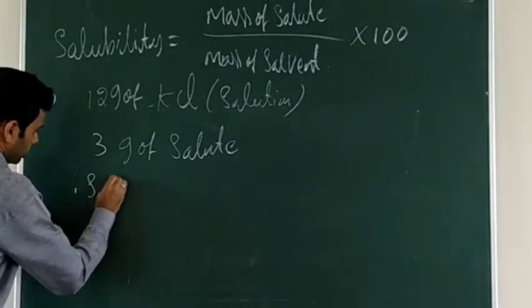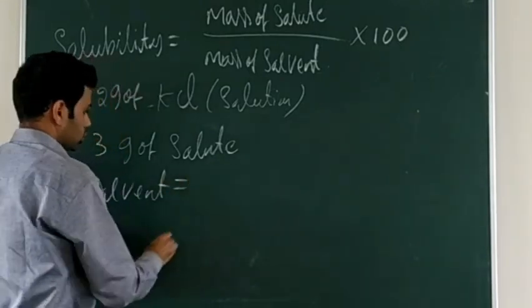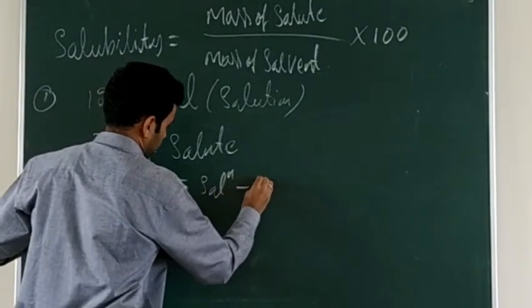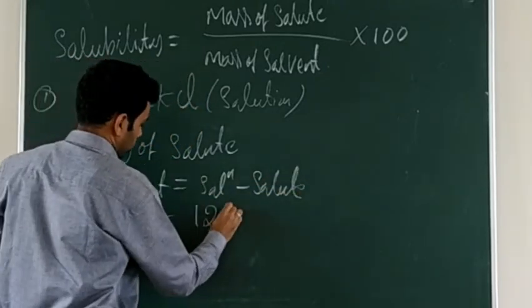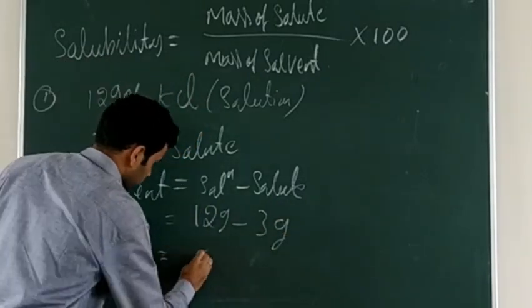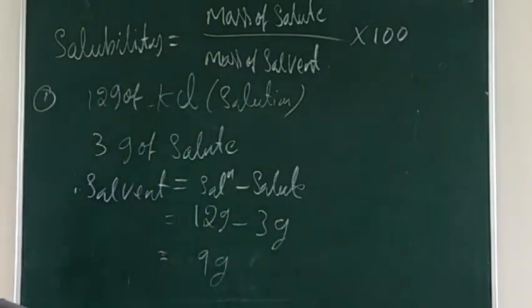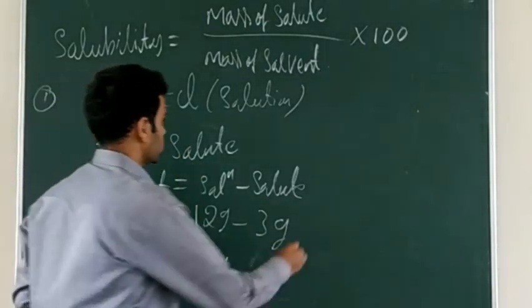Solvent is equal to solution minus solute. So solution how much? 12 gram is there, and solute how much? 3 gram is there. So 12 minus 3, so 9 gram. So now you can find it. You got the solvent, the solute, and you can find the solubility now.